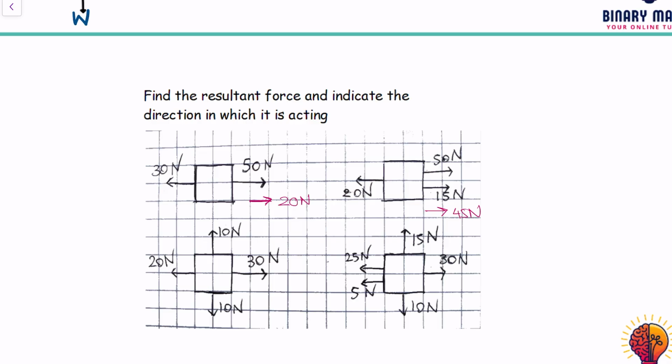Okay, in the third example, we've got 10 newtons going up and down, so it doesn't move vertically. So horizontally, we've got 30 newtons to the right, 20 newtons to the left. So 30 take away 20 is 10, so 10 newtons to the right.